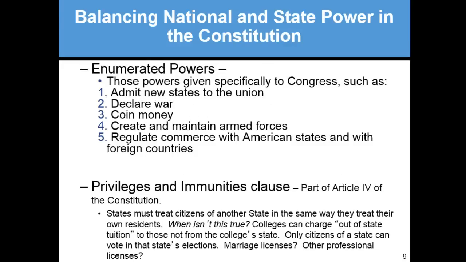Your enumerated powers. These are the powers that are specifically given to Congress, and they include admitting new states, declaring war, coining money, creating and maintaining an armed force, regulating commerce with American states and with foreign countries. It's the Commerce Clause that gives the most power to the federal government, and we'll see how that works in a minute.